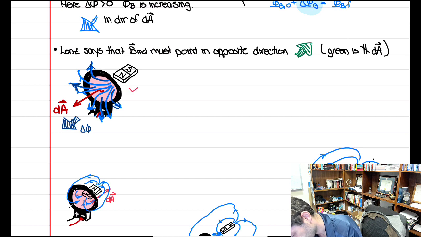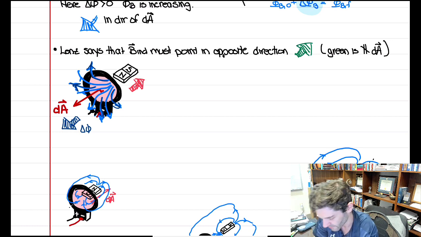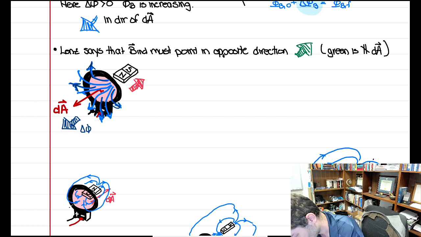The induced magnetic field wants to counteract that. Flux is increasing, meaning there's more flux down to the left. The induced B field, oh sorry, we said green. The induced B field, resize, must therefore point in that direction.